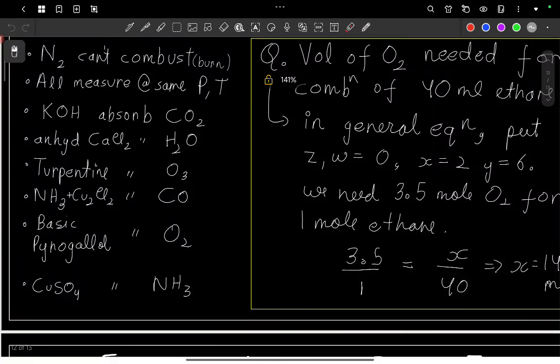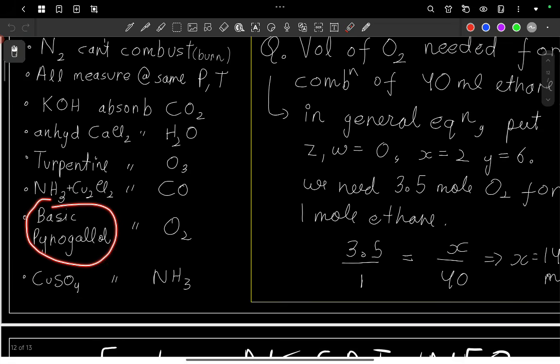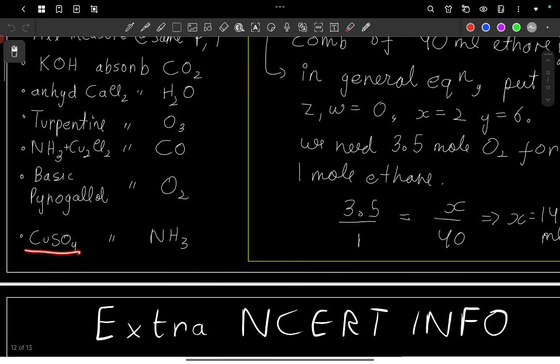And these are some absorbents basically. You have to keep in mind that KOH is a base, and CO2 is an acidic oxide. So KOH absorbs CO2, anhydrous calcium chloride absorbs water, turpentine absorbs ozone, ammoniacal Cu2Cl2 absorbs carbon monoxide, basic pyrogallol absorbs oxygen, and CuSO4 absorbs NH3.